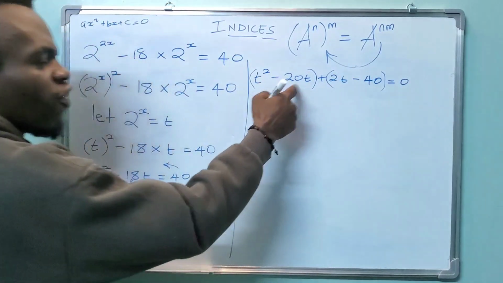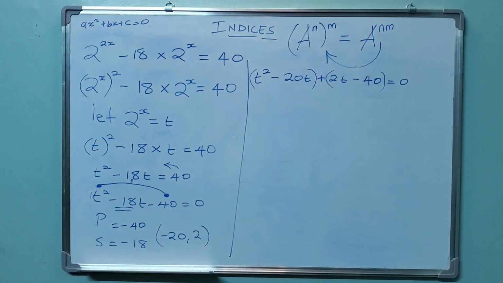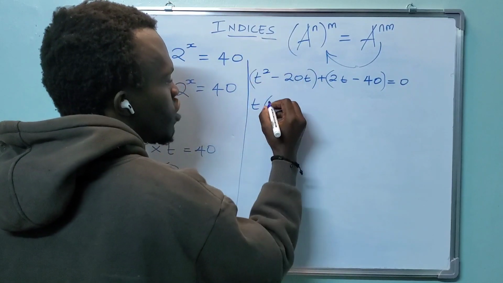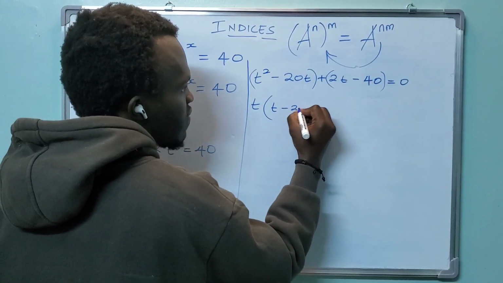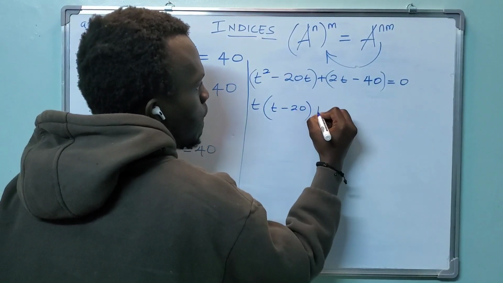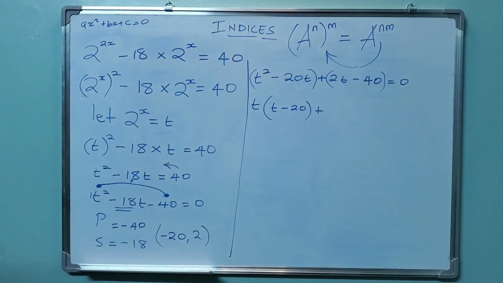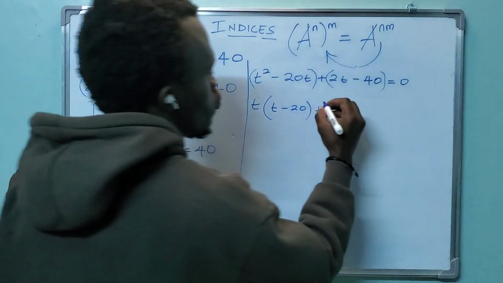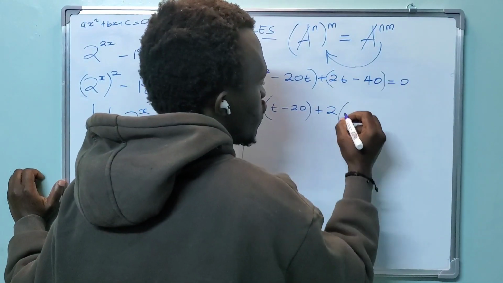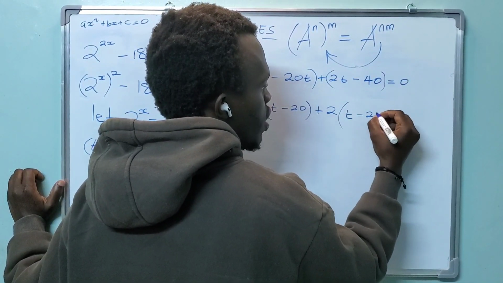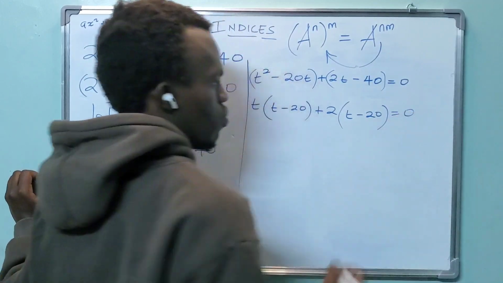I'm going to look for the common factor in the first bracket. The common factor there is going to be t. So I'm going to factor out t. T goes into t squared, that is t minus 20. Then plus, in the second bracket also I'm going to look for the common factor. In my second bracket, the common factor is going to be 2. So 2 goes into 2t how many times? T. Minus 2 goes into 40, 20 equals 0.